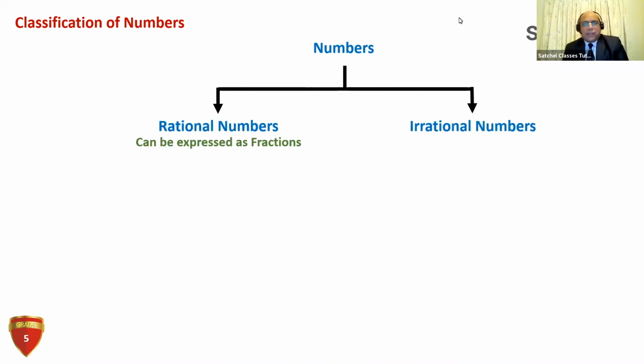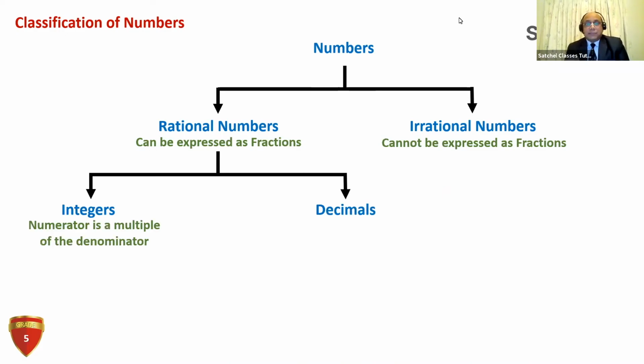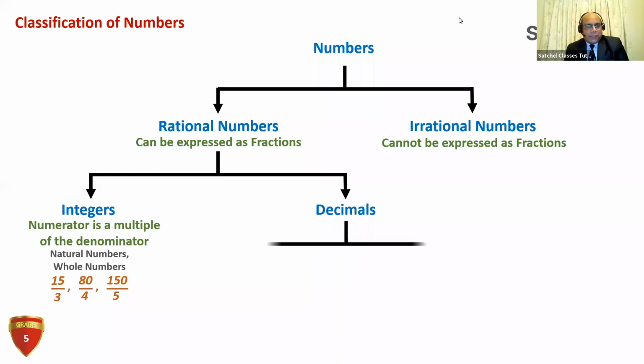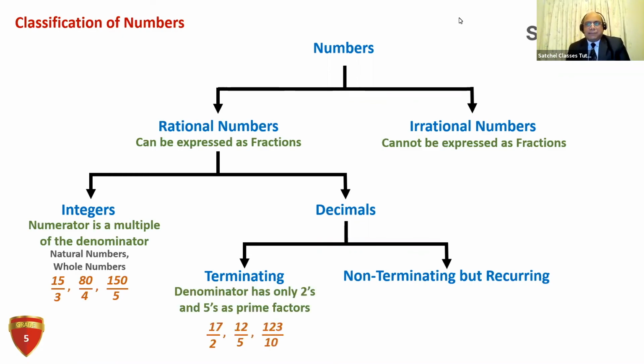Rational numbers are the numbers which can be expressed as fractions, whereas irrational numbers are numbers which cannot be expressed as fractions. As you know, rational numbers can be of 2 types: integers and decimals. Decimals in turn are of 2 types, terminating and non-terminating, right? Integers are the counting numbers, natural numbers and whole numbers, which do not have any fractional part to them. So 15 over 3 is 5, 80 over 4 is 20, and so on. As against that, decimals have a fractional part, but terminating decimals have decimals which terminate after a fixed number of decimal places.